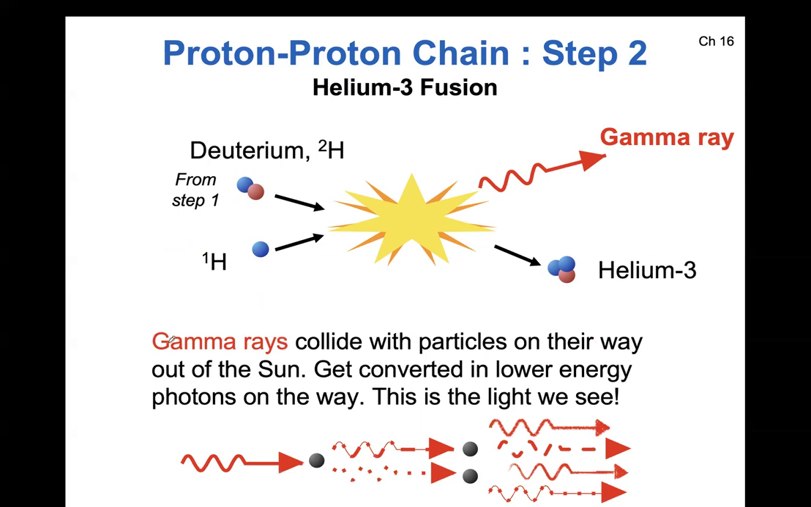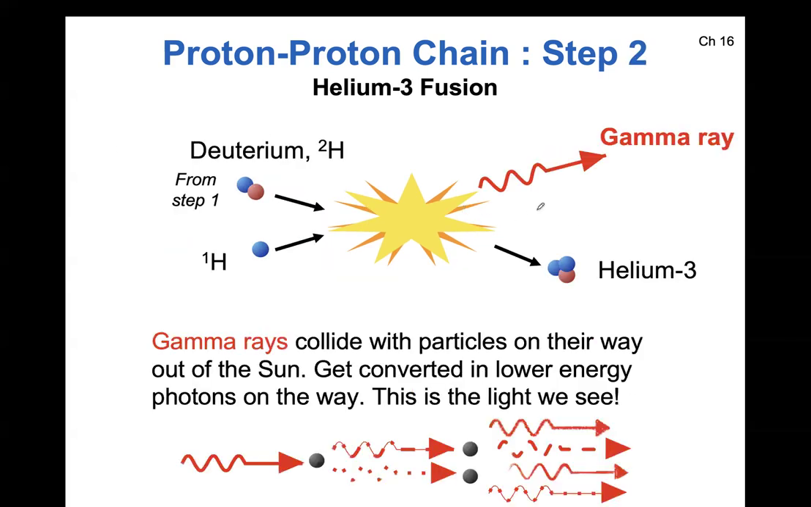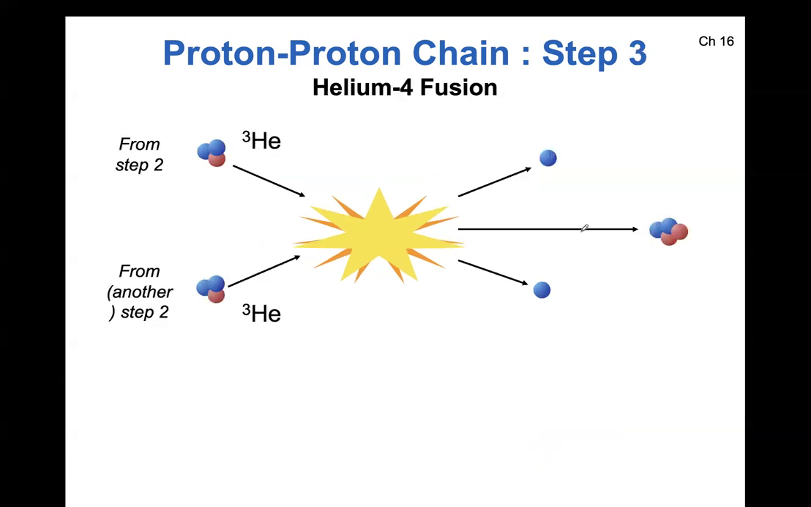And we're told here, gamma rays collide with particles on their way out of the sun. They get converted into lower energy photons on the way. So this is that stepping down of frequency, the lengthening of the wavelength. That's what's being shown here with the different waves. Hopefully that makes sense. This is just an intermediate step on the way to the final product, which is step 3, the actual helium-4 fusion.